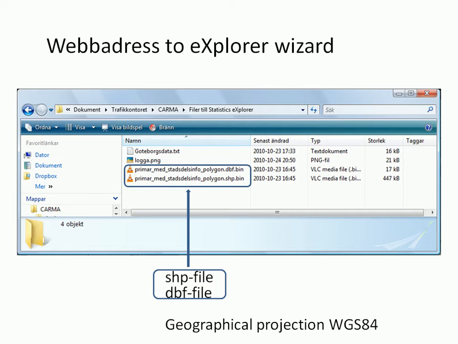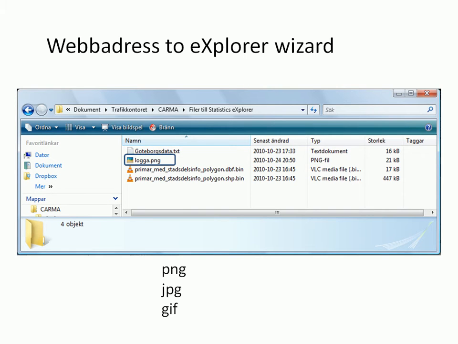If you want to use Google Map as a background layer, the shapefile has to have the correct longitude-latitude WGS84 projection. If you want, you can include a logo in your Statistics Explorer. Use PNG, JPEG or GIF.